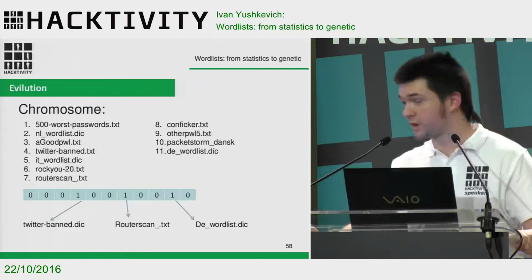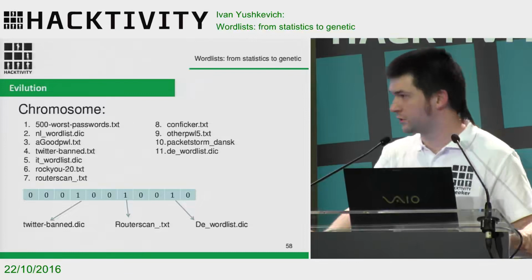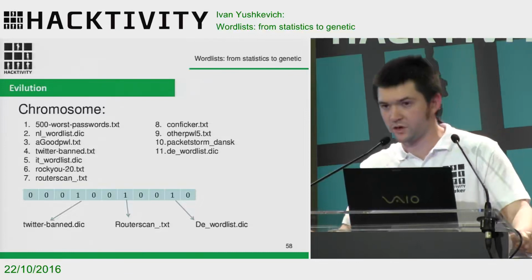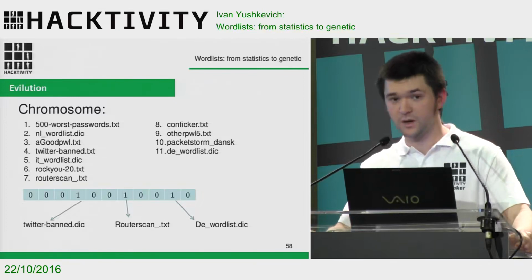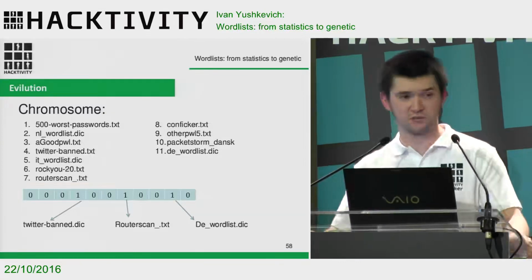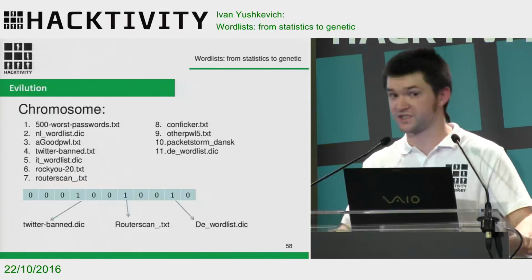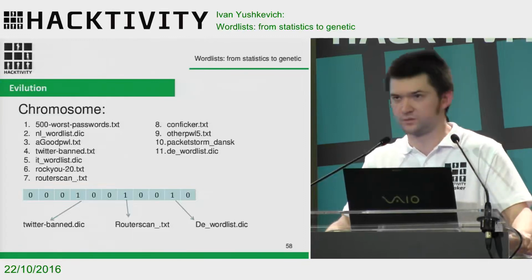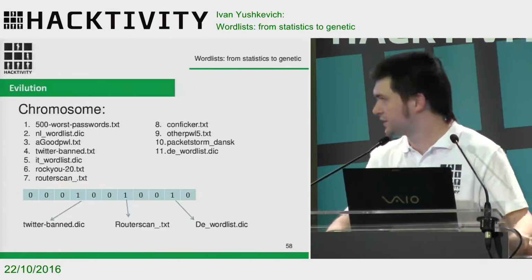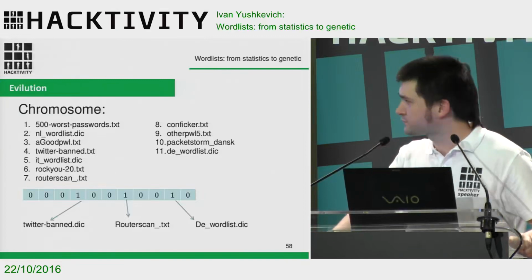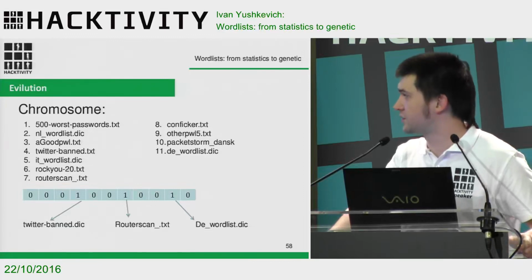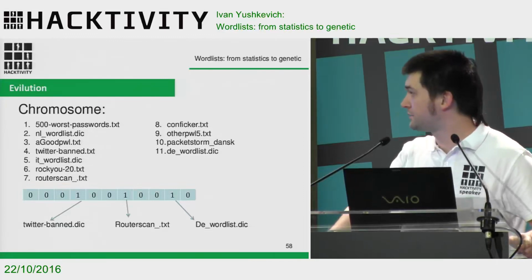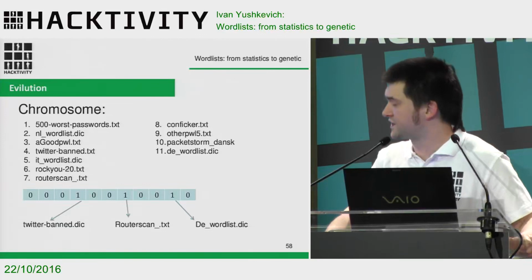So, some improvements. First of all, the length of the chromosome is the count of the dictionaries. If we have 10 dictionaries for testing, the length of the chromosome is 10. If 20, 20. If 1000, 1000. Each dictionary is represented in the chromosome by its place. As you can see, the seventh dictionary, rotor scan, is number 7, and it is in the chromosome on the 7th place.